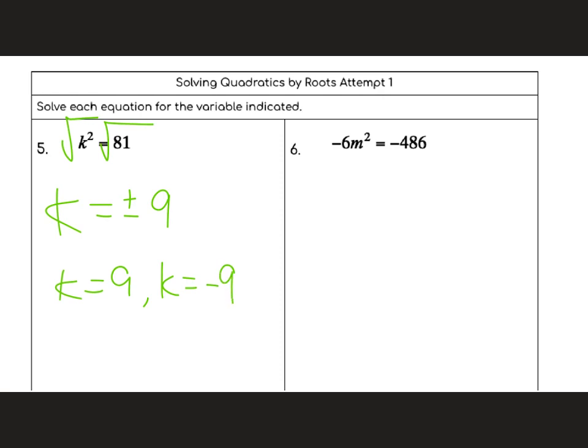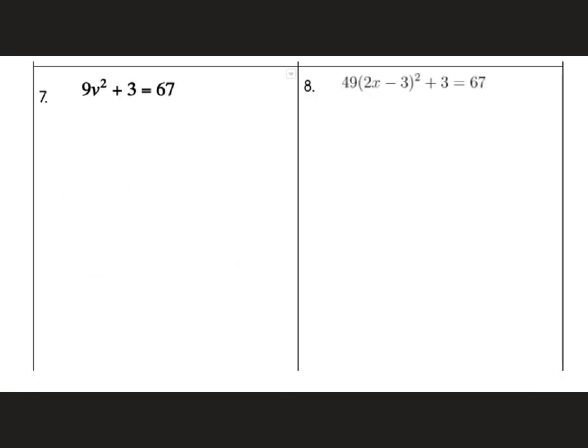My first step on this next one is going to be to divide by negative 6 because I want to get the m squared by itself. 486 divided by 6 is 81. There we go. I thought 6 times 7 was 48 for a second there. That's not true. Now I have m squared is 81. Well, I had a k squared is 81, so that's going to be m is plus or minus 9. Again, you could write positive 9 and negative 9 as pieces.